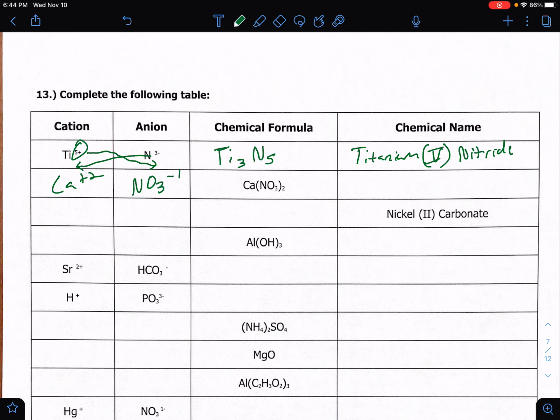Okay, so now I'm going to write out the name, I'm going to write out calcium. Now I say, is calcium a transition metal? No, it's not. It's in group 2, so I don't need a Roman numeral. And NO3 is simply nitrate.